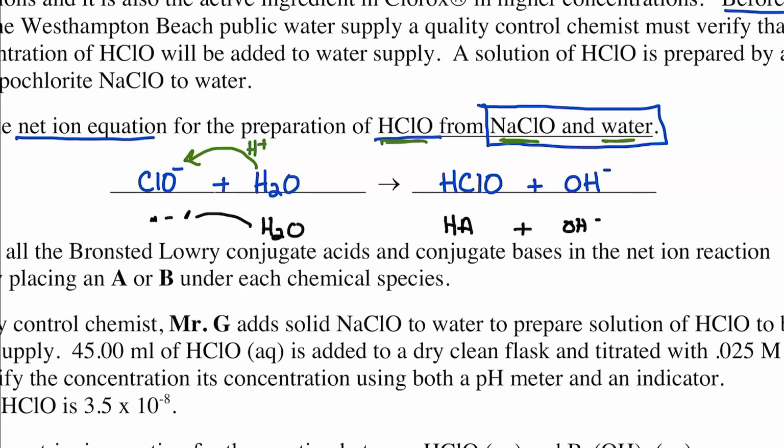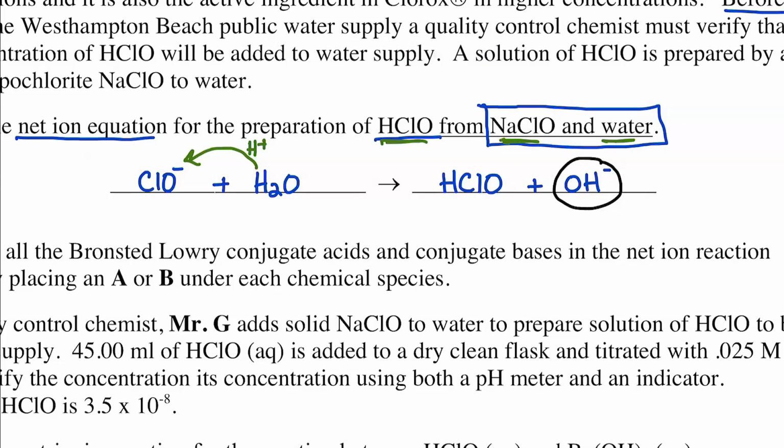I got rid of the spectators, and again, there's a little bit of reading to understand that we were preparing HClO from water, but you can't forget the hydroxide here. Can't forget the hydroxide, because you need that to show that it is a weak, or at least go through this reaction and figure out that, hey, I have a base here. And by the way, it's a Bronsted-Lowry base.